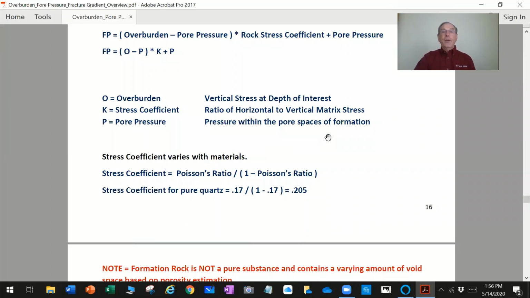Now, the stress coefficient varies with materials. So if I use the quartz that I used before for a pure substance, the stress coefficient is going to be the Poisson's ratio divided by 1 minus Poisson's ratio. You can derive that. I won't do it today. And that is equal to the stress coefficient. So the stress coefficient for pure quartz, which was the example that I used in the porosity discussion, has a Poisson's ratio of 0.17, and so the stress coefficient is going to be 0.17 divided by 1 minus 0.17, which would give us a stress coefficient of about 0.205.